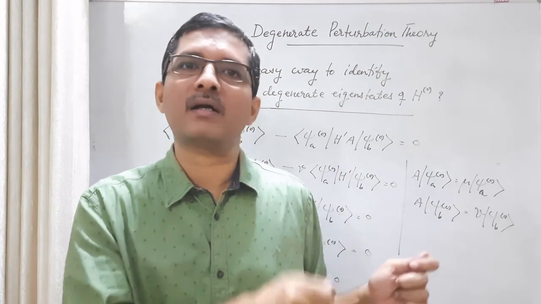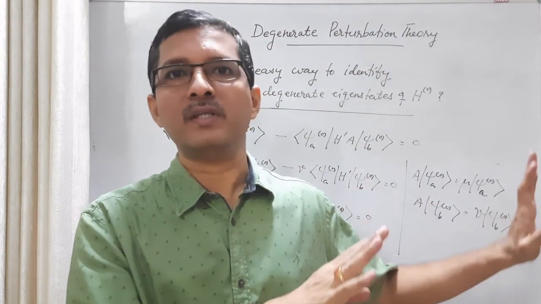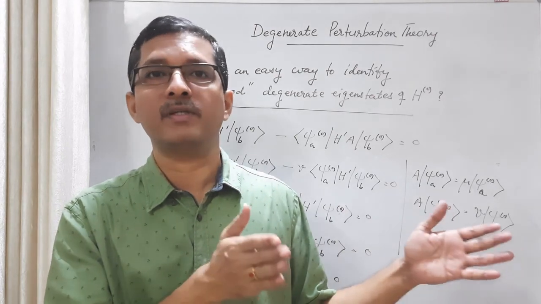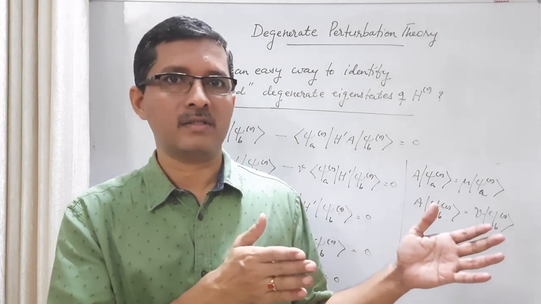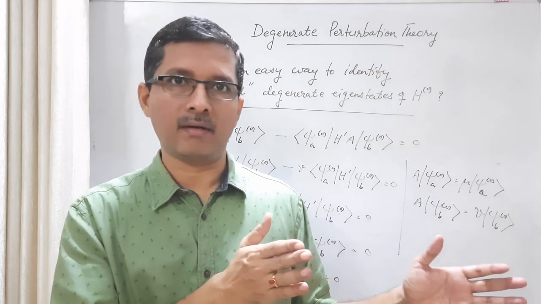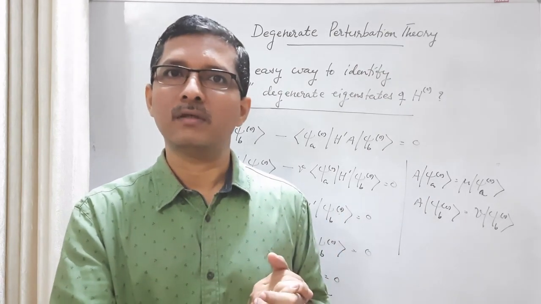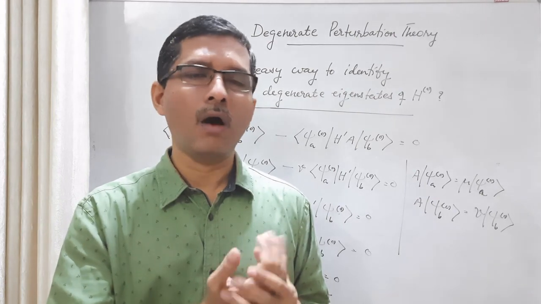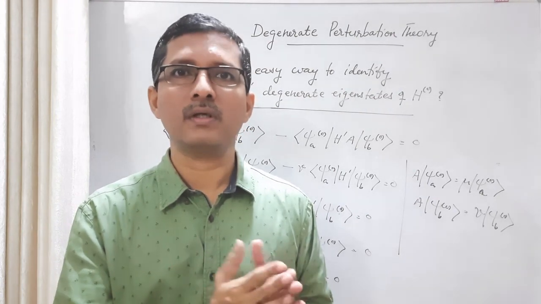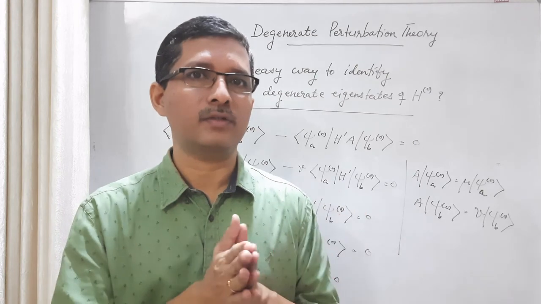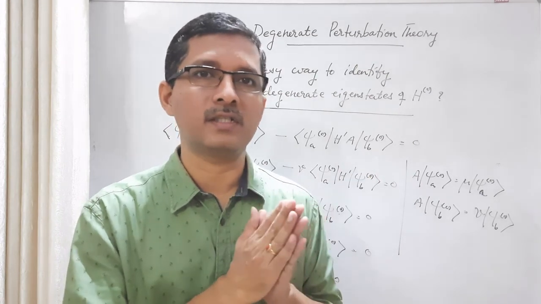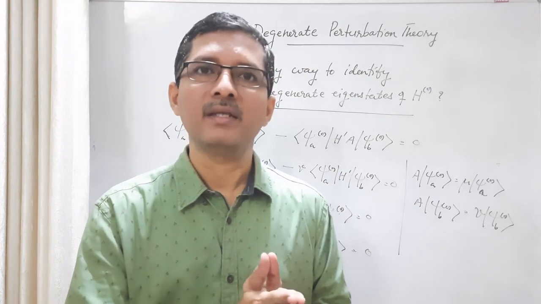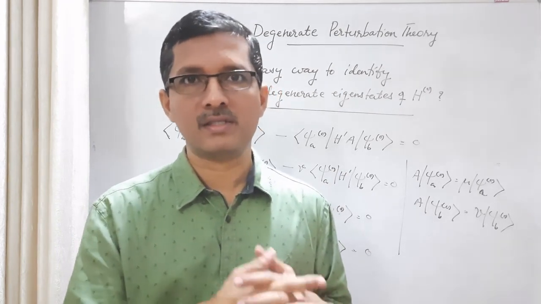If we make the correct choice, we don't have to solve the entire eigenvalue equation. You just have to write down the perturbing Hamiltonian in those correct eigenstates. The perturbing Hamiltonian will be diagonal, and the diagonal elements will give you the first order correction in energy. So the question is, is there any easy way to identify this correct set of degenerate eigenstates of the unperturbed Hamiltonian? Yes, there is a way. That is what we have shown, that there is a theorem.